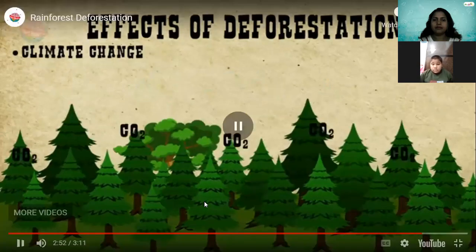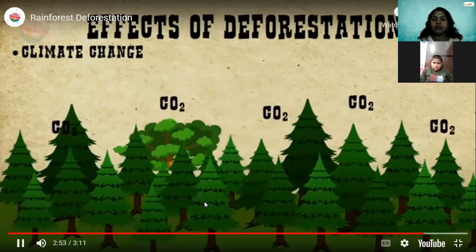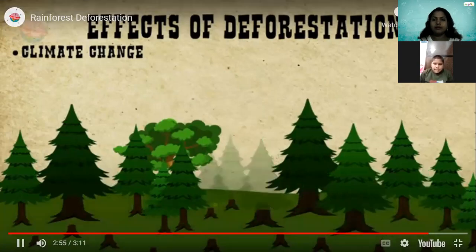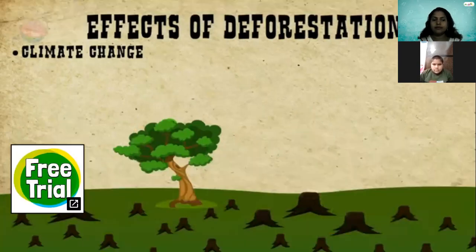Okay, the trees absorb the pollutant gases from the atmosphere. They also absorb the carbon dioxide from the environment. That's why trees are the purifiers, air purifiers. They purify the air. If we are cutting down the trees, then what happens? Who will purify the air? Understood? If trees are cut down, the rate of global warming increases.